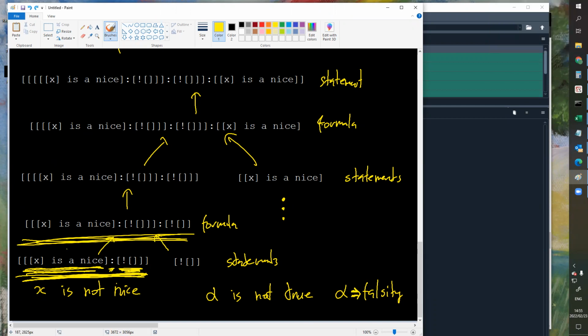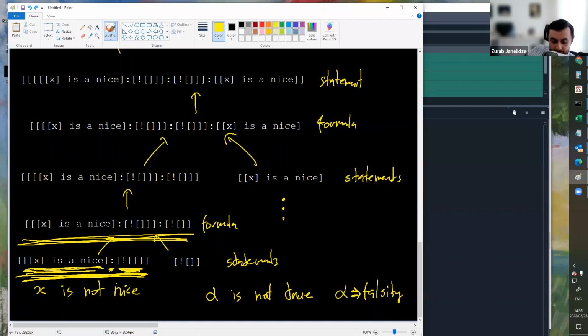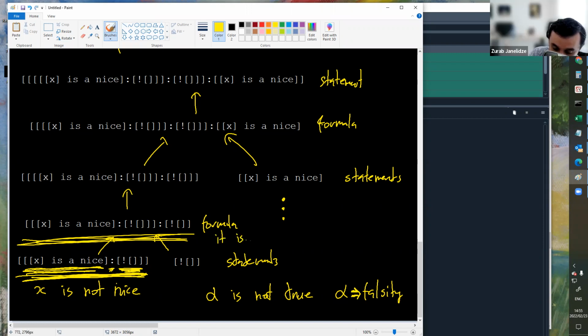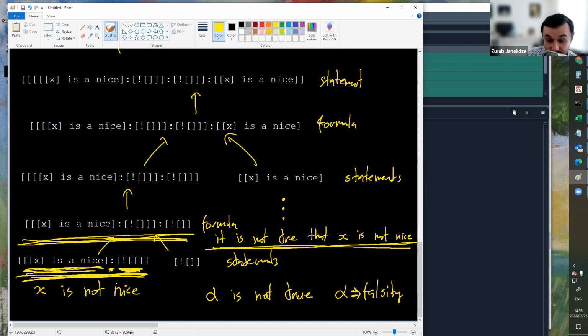I think it's a double negative. That's right. Yeah, okay. That's right. It says that this thing says it is not true that X is not nice, right? It is not true that X is not, that's what it says. Every time I am deriving absurdity, I'm negating my statement, right? So here I'm doing it twice, and therefore I'm negating twice.